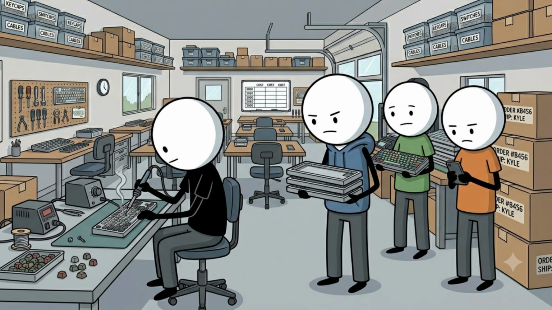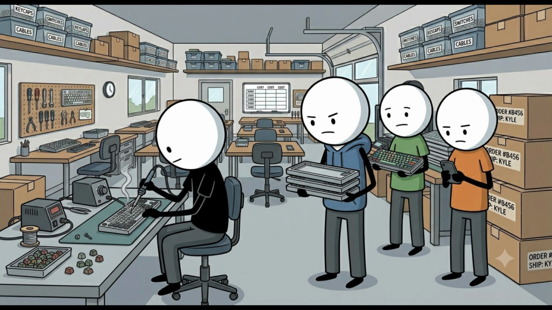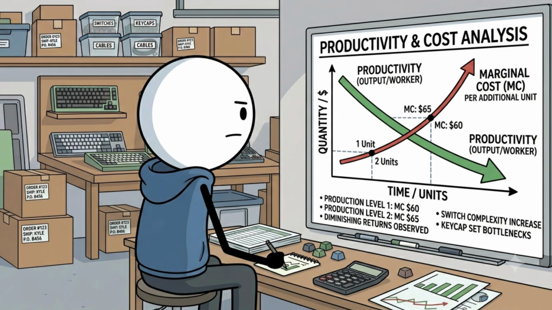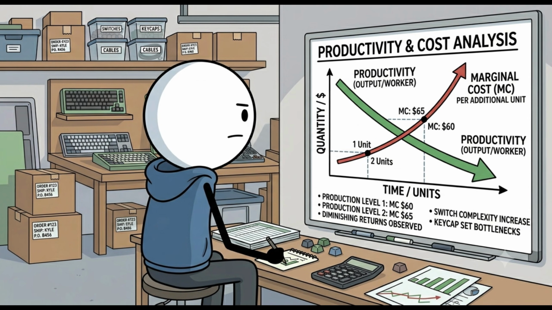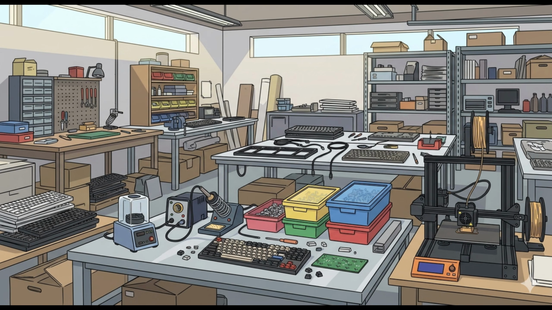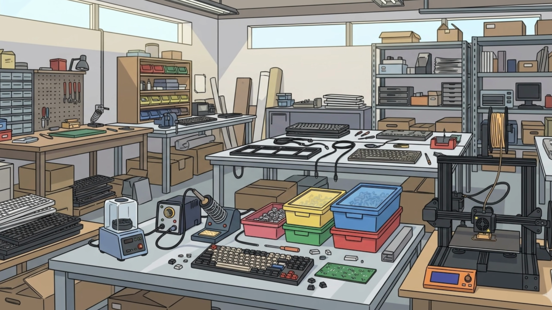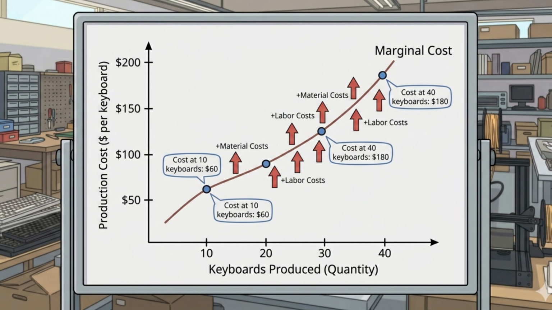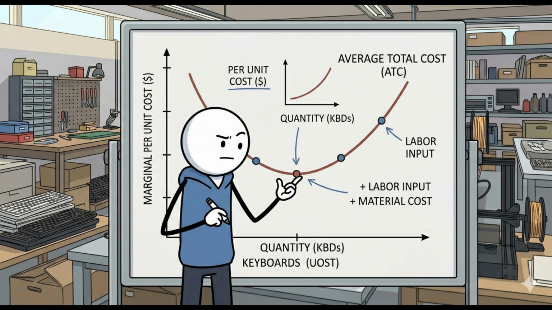When the garage becomes crowded and workers have to wait to use the 3D printer or the soldering stations, John is paying for labor that is becoming less and less productive. Consequently, the cost of producing each additional keyboard starts to climb. This is a fundamental law of the business engine. As marginal product falls, marginal cost rises. In John's spreadsheets, this will appear as a marginal cost curve that slopes upward, reflecting the reality that expanding production becomes increasingly expensive the more he tries to squeeze out of his current setup.